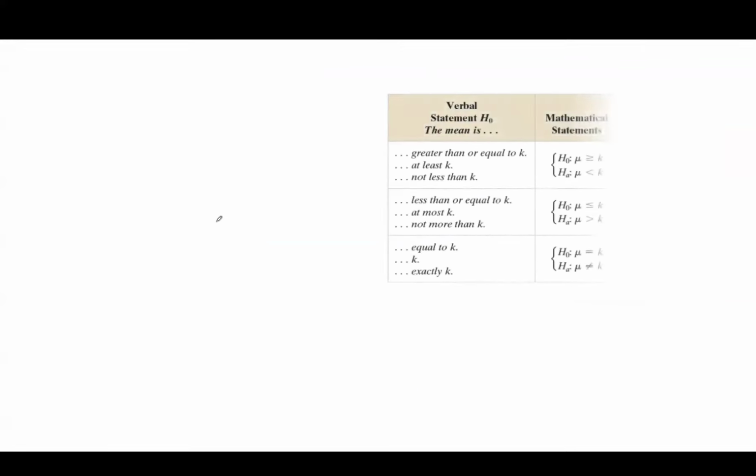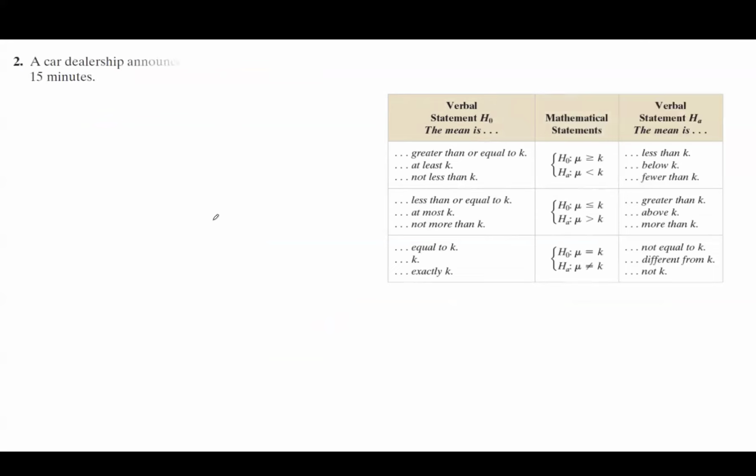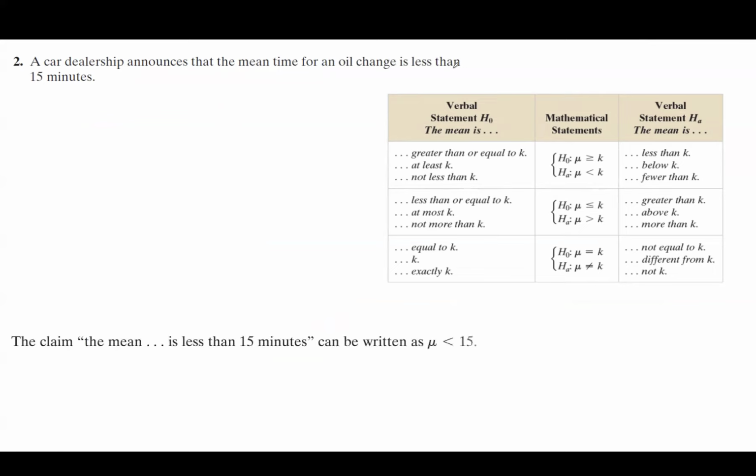Next question for you. A car dealership announces that the mean time for an oil change is less than 15 minutes. Less than 15 minutes, we look for the keyword. Less than, it means that you're dealing with the very first category. It means that the alternative hypothesis is given to us.